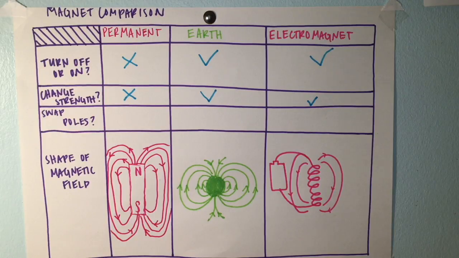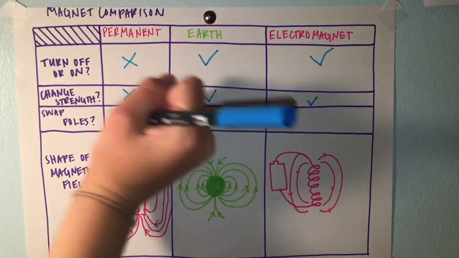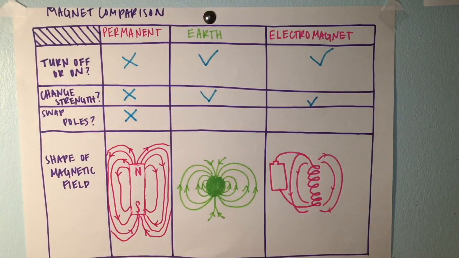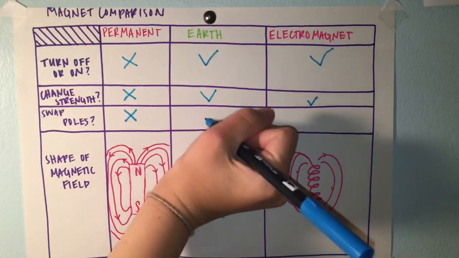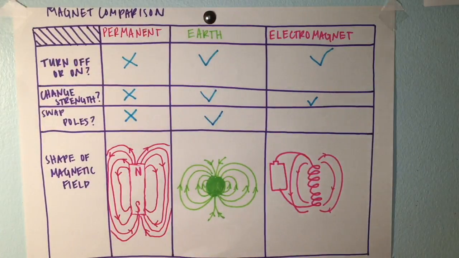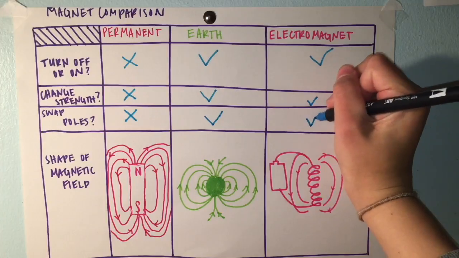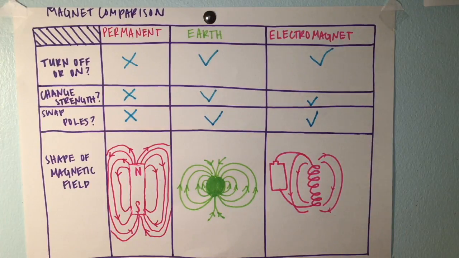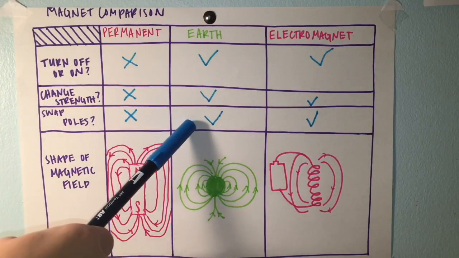Next, a permanent magnet cannot swap poles. The Earth, on the other hand, can swap poles, along with an electromagnet. As we said earlier in the video, Earth may swap poles sooner or later.